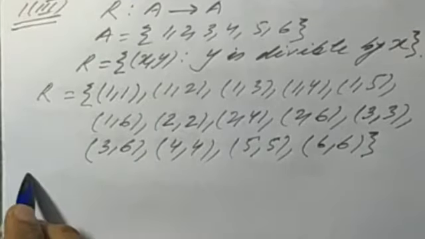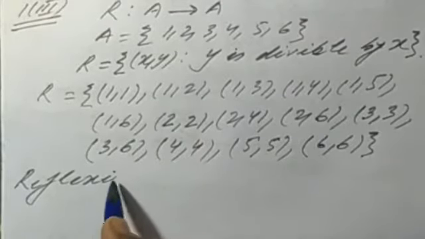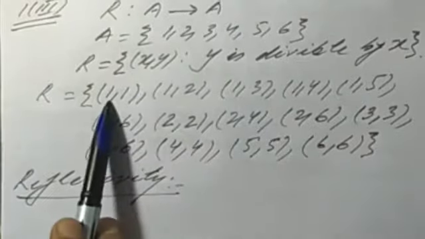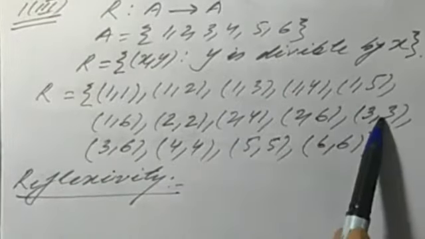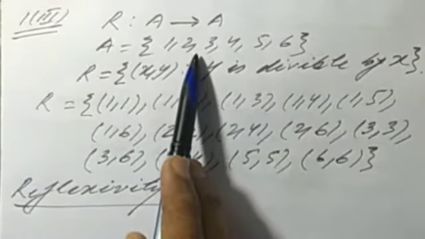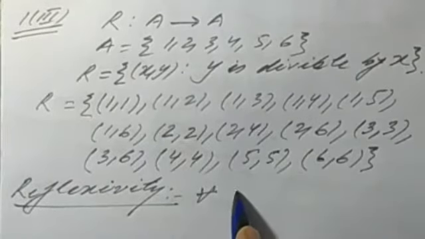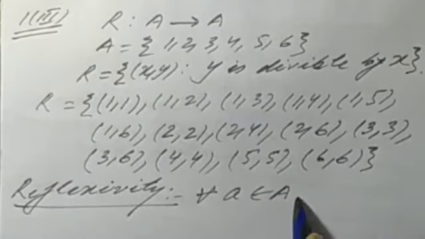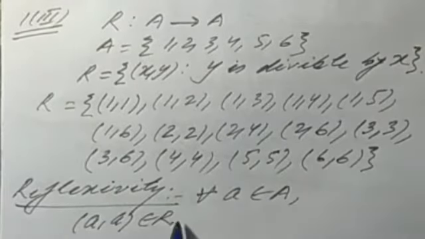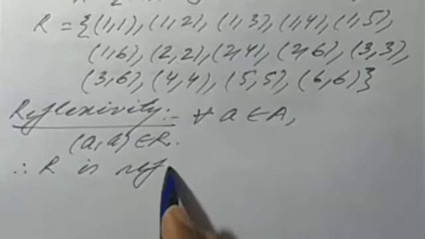Now we have to check reflexivity, symmetry and transitivity. So first, reflexivity. As you see, (1, 1) is there, (2, 2) is there, (3, 3), (4, 4), (5, 5), (6, 6). That means each and every element of set A is related to itself. So the general statement is: for all a belongs to A, (a, a) belongs to R. So R is reflexive.